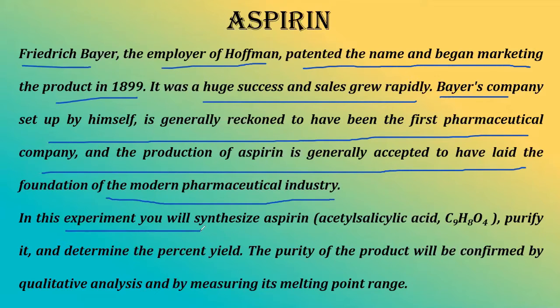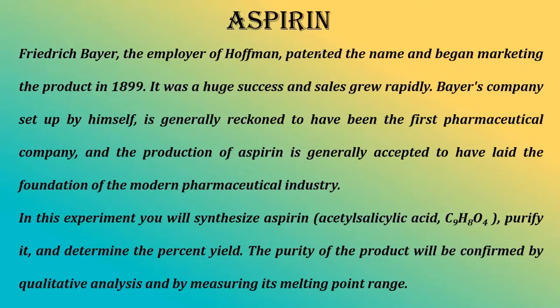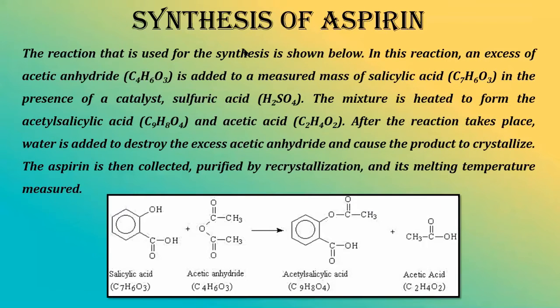In the experiment, we will synthesize aspirin, acetyl salicylic acid. By formula it is C9H8O4, and we will see how this compound is prepared and how its purity is assured in the melting point range. So the reaction is like this: excess of acetic anhydride is added to salicylic acid in the presence of sulfuric acid.